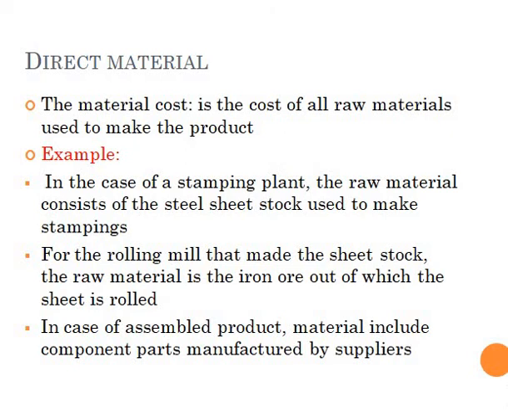And another example, for example here, the rolling machine that will make the steel sheets. What will be the raw material? It will be the iron ore. So first of all, I will begin with the iron ore to make the steel sheets. This is the raw material for the milling machine.